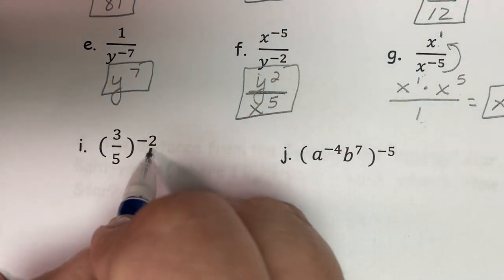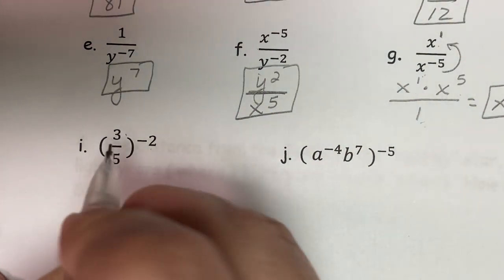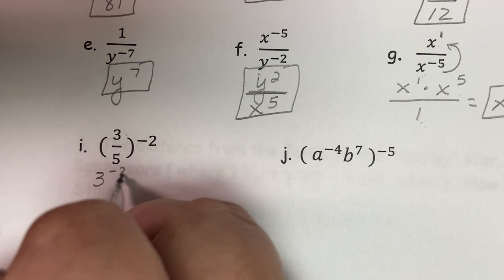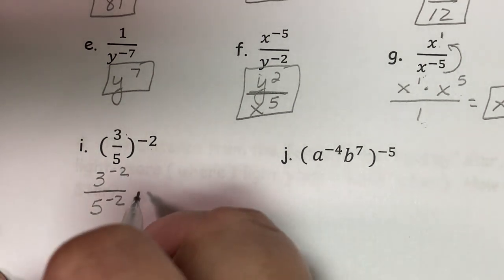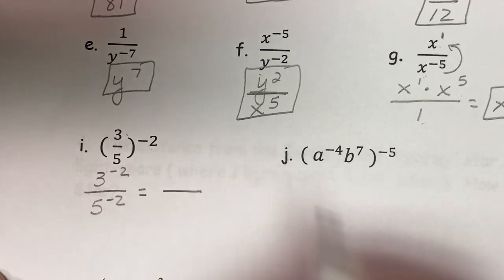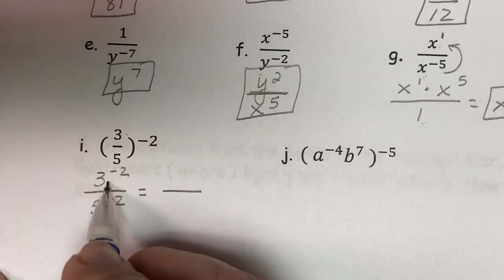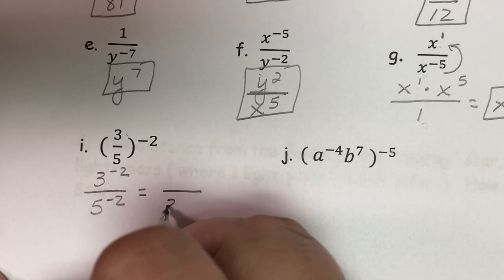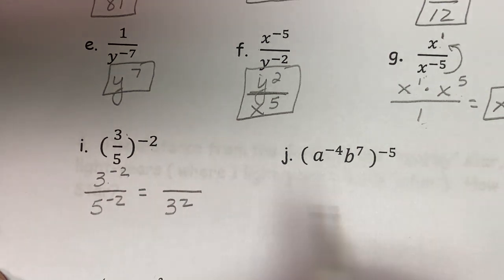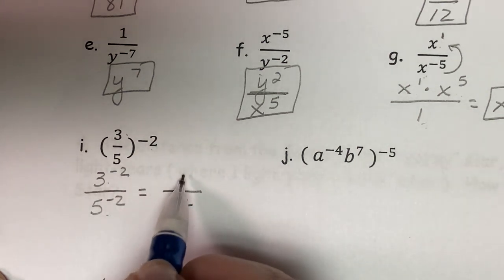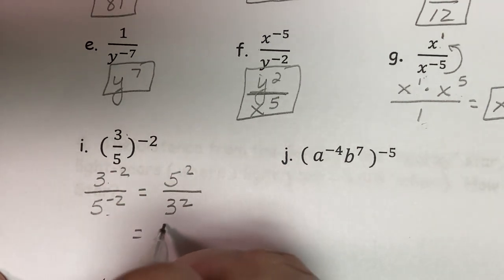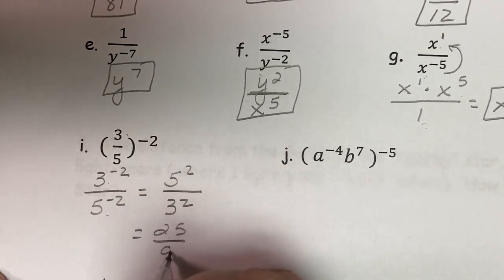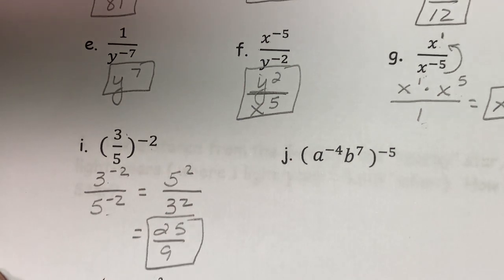Okay, so we know that this negative 2 has to be applied to both the top and the bottom, so that's 3 to the negative 2 over 5 to the negative 2. But this 3 to the negative 2 is going to go downstairs and become 3 squared. And this 5 to the negative 2 will go upstairs and become 5 squared, giving us 25 over 9.